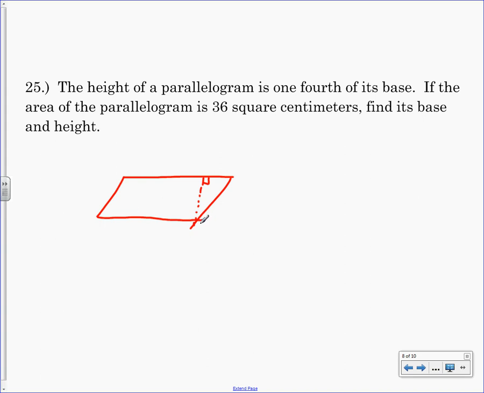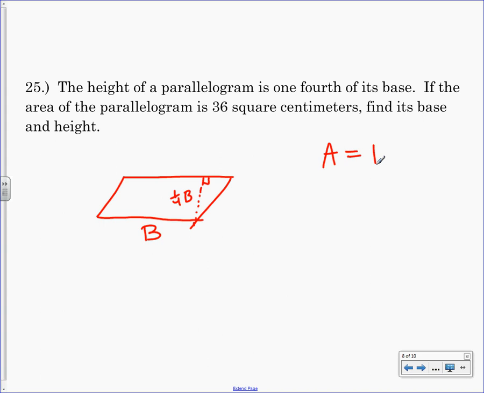What do you guys want to call the base? I'm going to call it B. You can call it x if you want, it's fine. It makes sense to me. So if the height is 1/4 of the base, in math, what's of mean? Multiply. So 1/4 B. Yeah, that's the same. Sure, if you want.